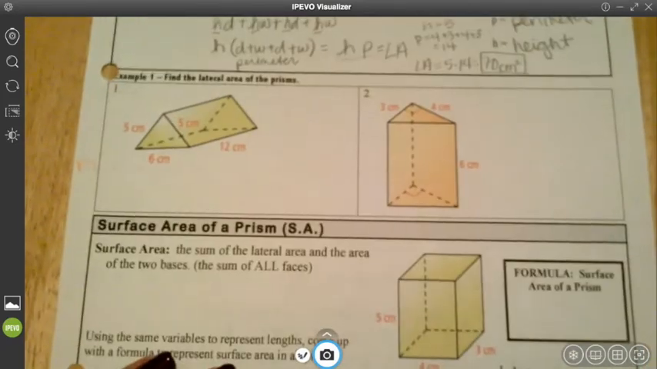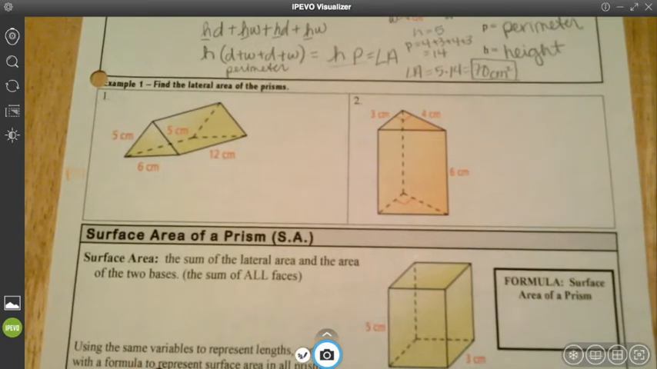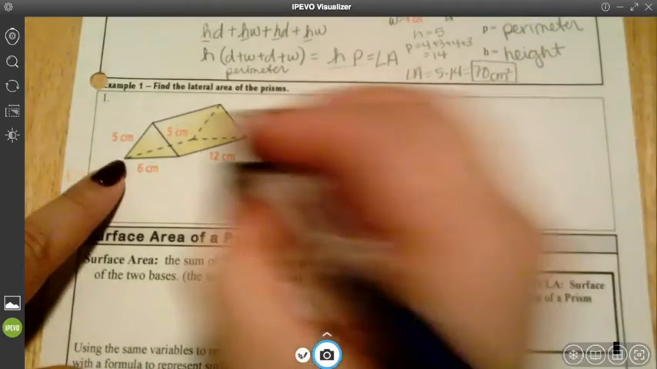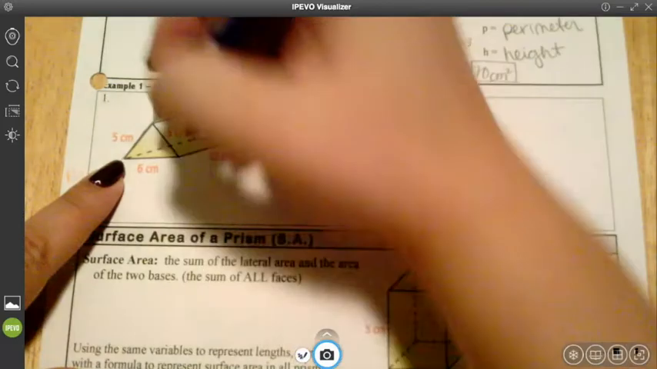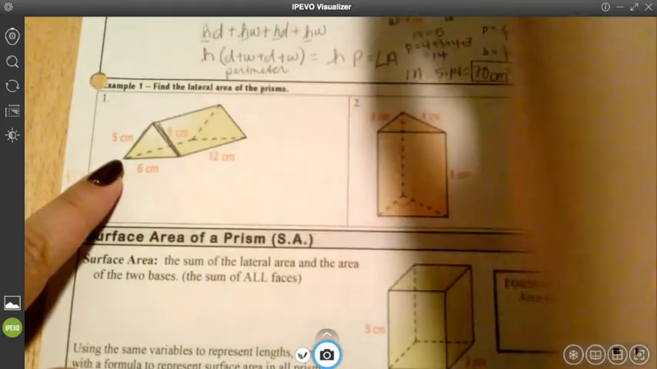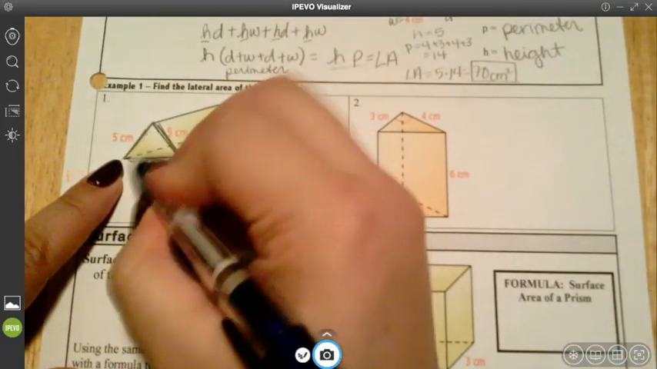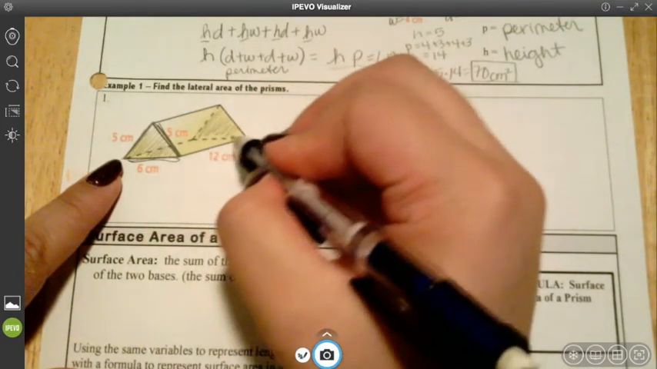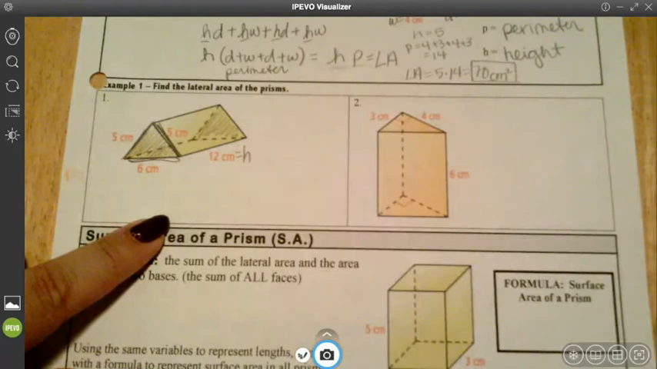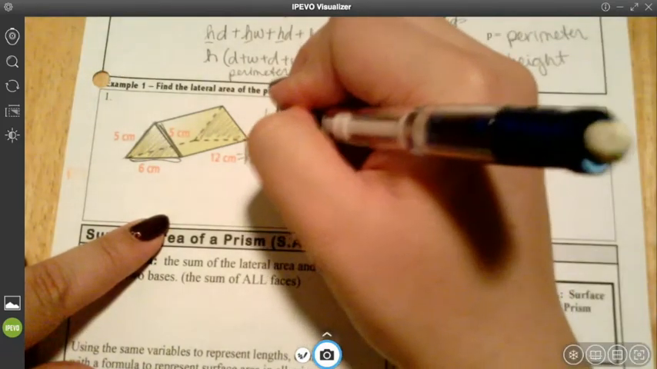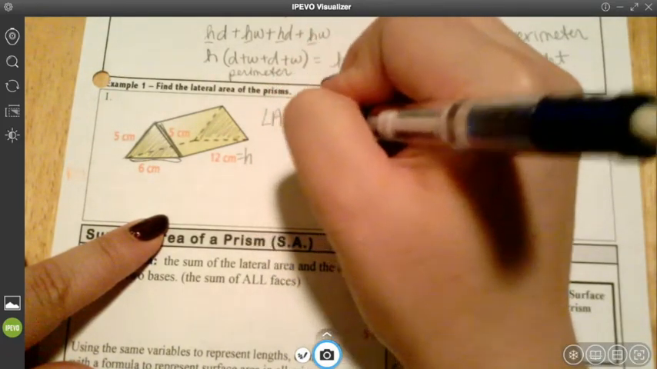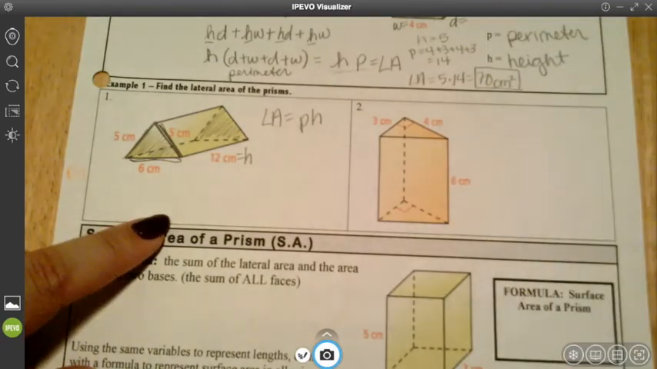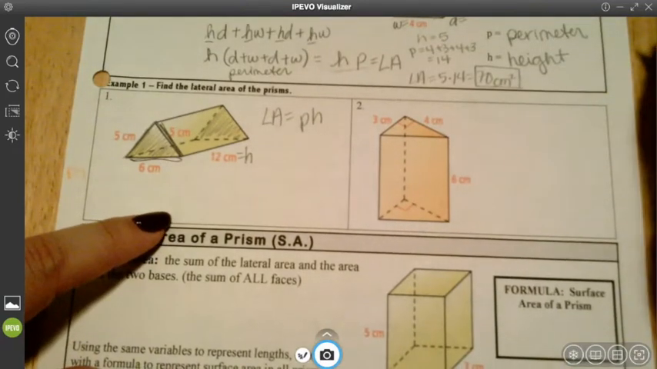So let's look at these examples. Find the lateral area of the prism. So we have this length here is 5, this one here is 5 and 6, and that makes up one of our bases. Here's our other base. So that makes this the height. We want to find the lateral area, which is perimeter times height. And when we say perimeter, it's the perimeter of a base, of one of our bases.